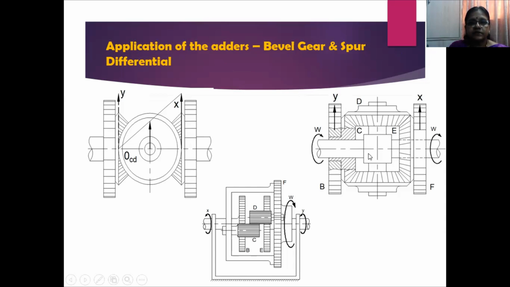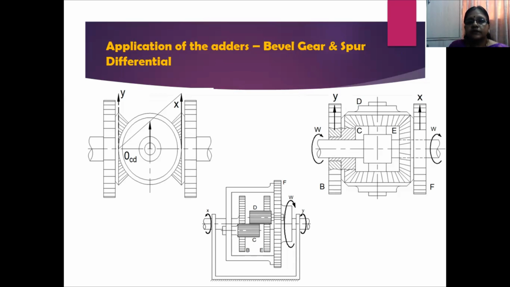The top figure is a bevel gear differential, and this view is the top view of this particular bevel gear differential. The bottom one is the spur gear differential. Now I shall explain in detail the bevel gear differential mechanism. Here, gears C, D, E are a set of bevel gears fixed to an arm, and these are the output shafts. Now your gears F and B are input gears. Now let us understand the working mechanism of these gears.